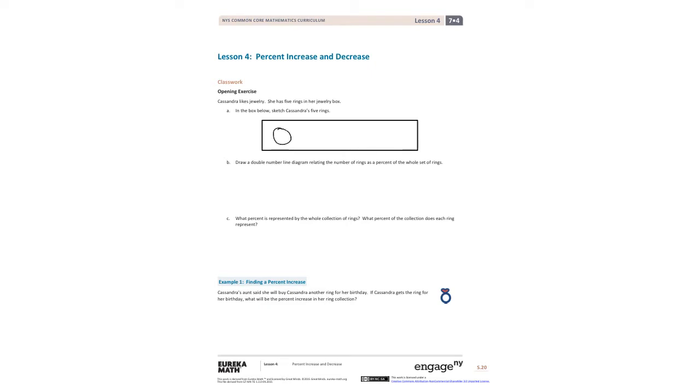So we have 1 ring here. If you want to put like a little diamond on top, I guess that's cool. 2, 3, 4, and 5. Maybe put some designs on it, whatever floats your boat. Or maybe the last one just doesn't even have a design on it. Alright, so we have sketched her 5 rings.